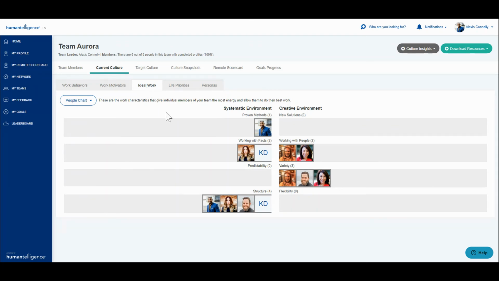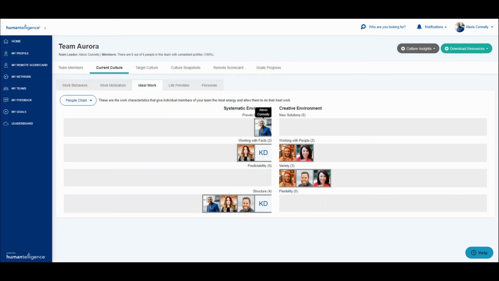Let's say we just identified a need to understand our competition better, and we wanted to assign a few people to work on a competitive advantage project. You might identify someone who gets energy from working with facts, and then pair them with someone who enjoys proven methods to deliver an insightful, well-executed project.